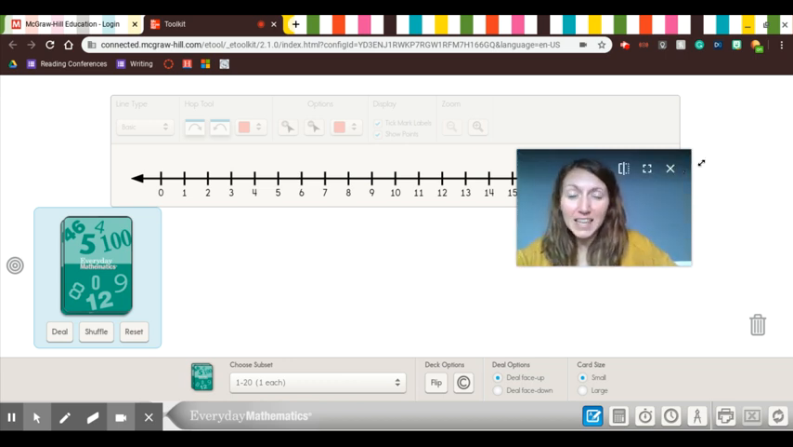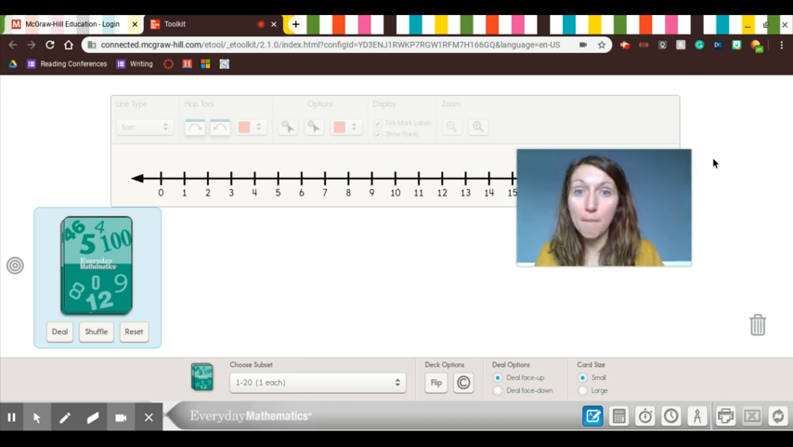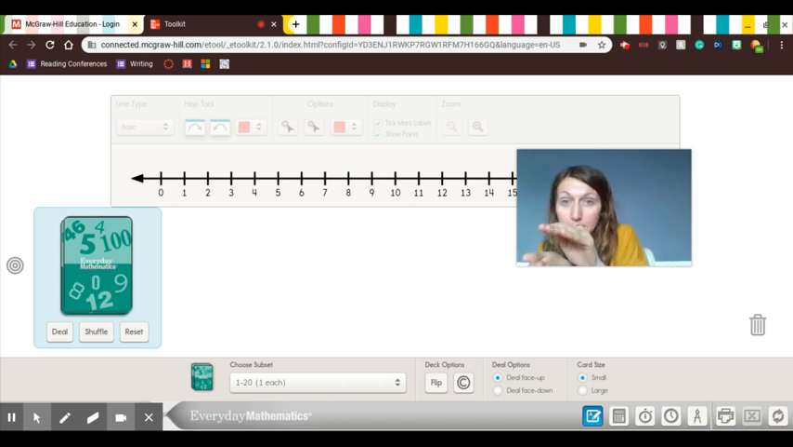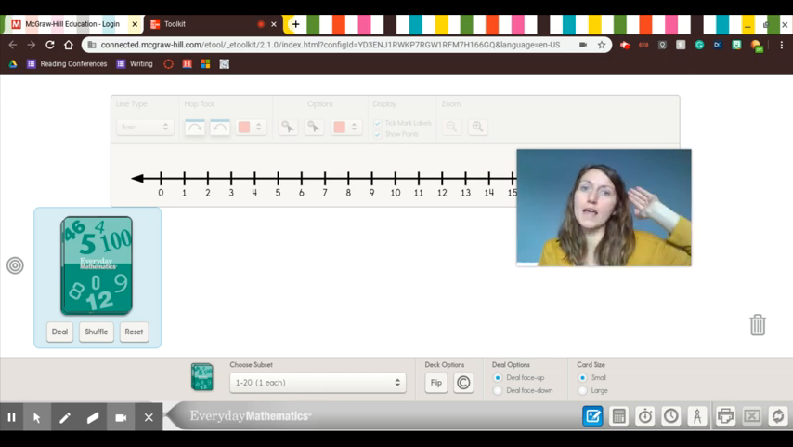All right, so these lessons are all about putting numbers in order from least to greatest. Now you might say, I don't remember what the word least means. Least is the smallest. So we're going to put the numbers in order from the smallest number all the way up to the biggest number. All right, let's get started.